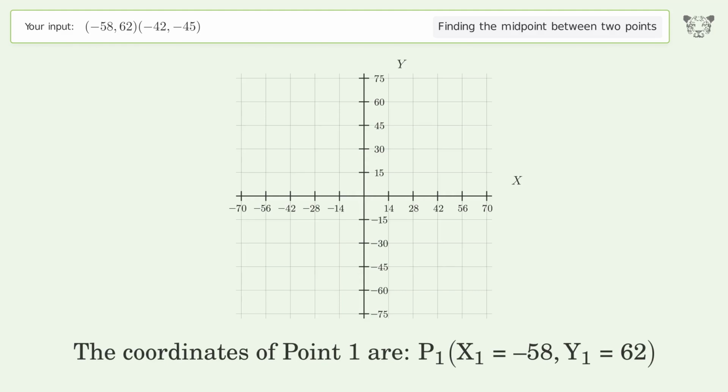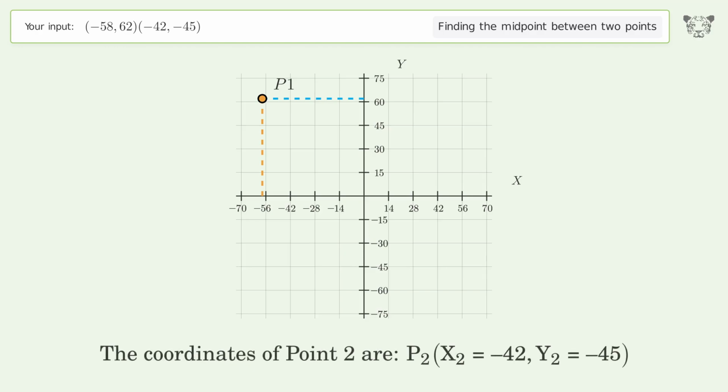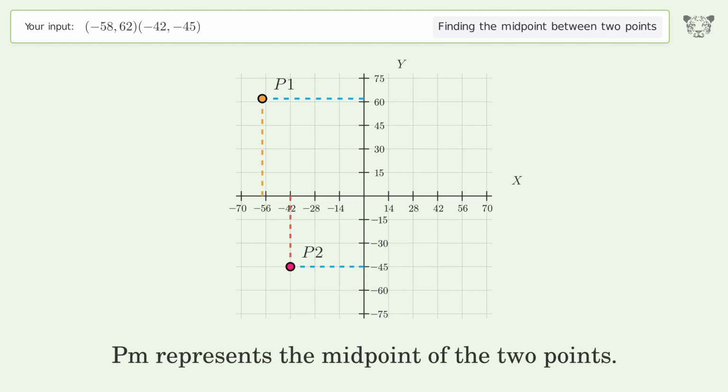The coordinates of point 1 are, x1 equals negative 58, y1 equals 62. The coordinates of point 2 are, x2 equals negative 42, y2 equals negative 45. PM represents the midpoint of the 2 points.